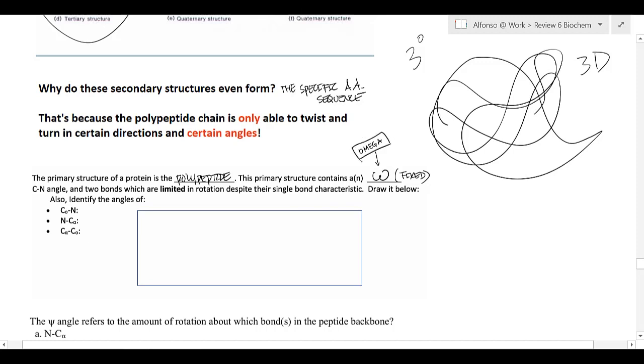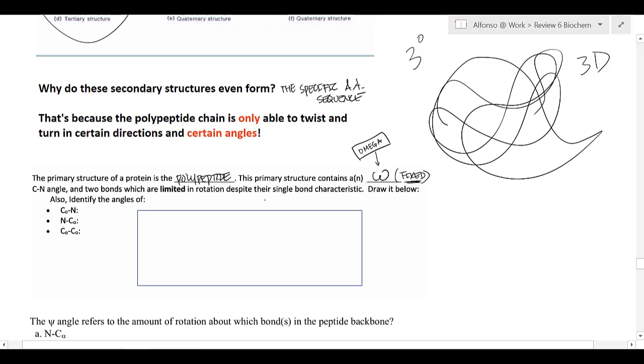That's omega. All right, so the primary structure of the protein is the polypeptide. And the primary structure contains an omega CN angle, which is fixed. That's really important for you to know. The omega angle is fixed, and there are two bonds which are limited in rotation despite their single bond characteristic.